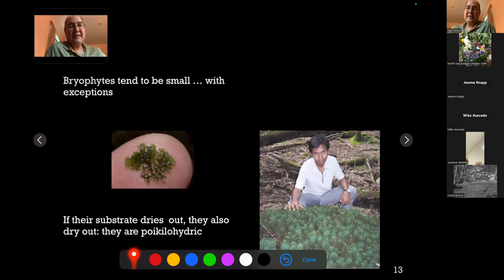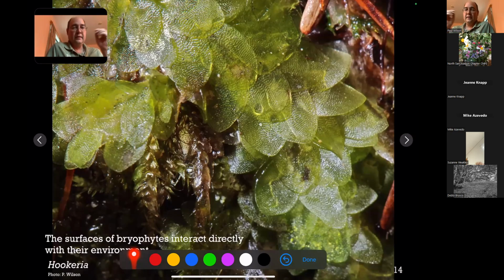Then we might also say that as a consequence of being small, if their substrate dries out, they also dry out. And that's another way of sort of thinking of them as being poikilohydric, that they follow the hydration of their immediate environment. Here's a picture of Heuchera, which grows in the redwood forest in Humboldt County and all the way up to Alaska along the coast. And you can see those cells just glistening there, like anything that washes over them, they're going to be able to grab.